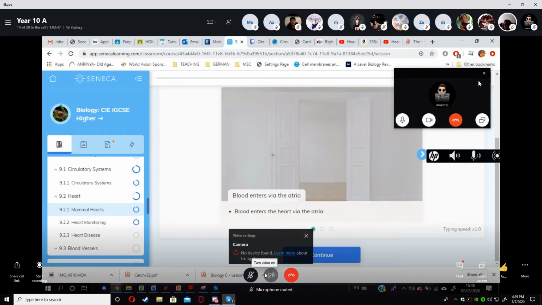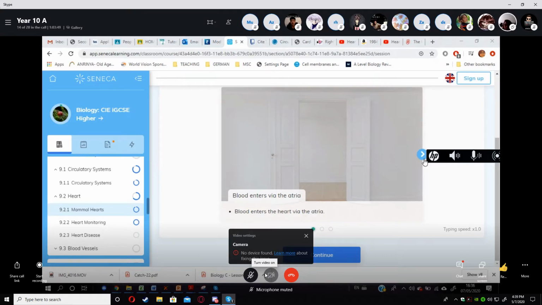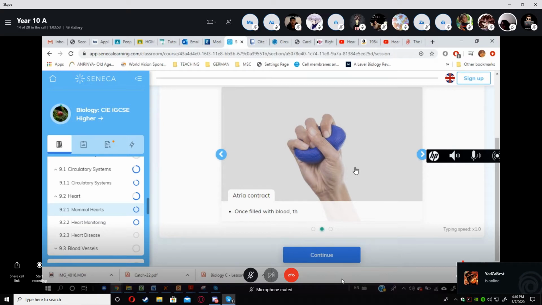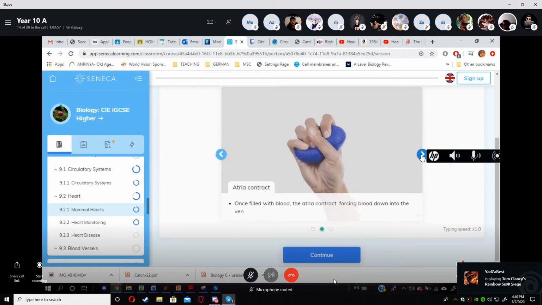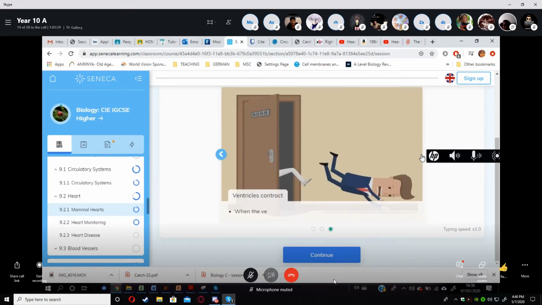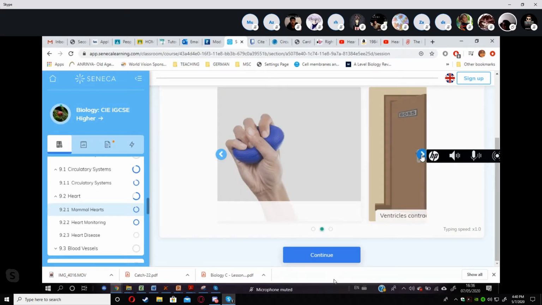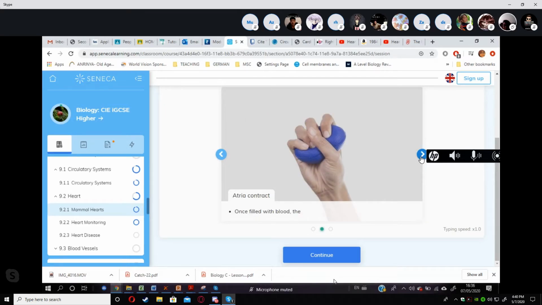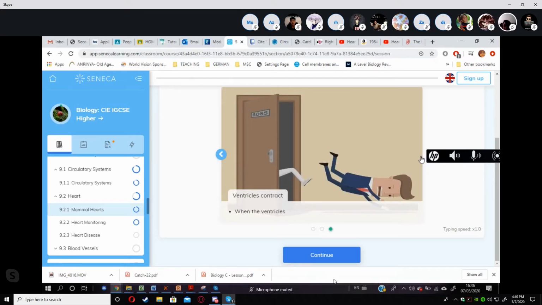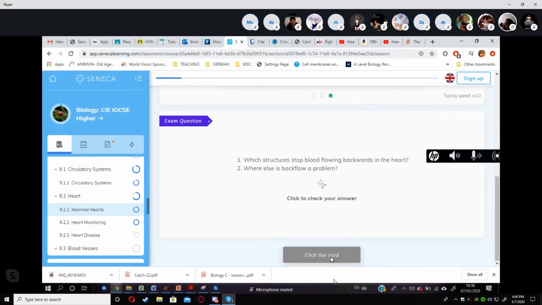So quickly we will go through this, and then go to the next topic. Blood enters via the atria, the atria contract, forcing the blood down into the ventricles, and then the ventricles contract and force blood to exit the heart. Right. Let's go to the next thing.